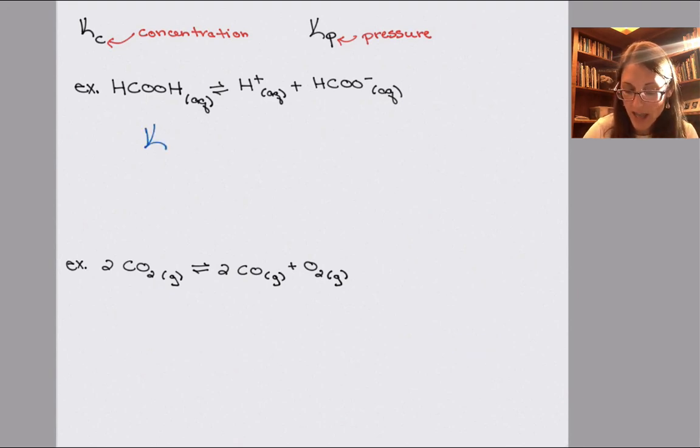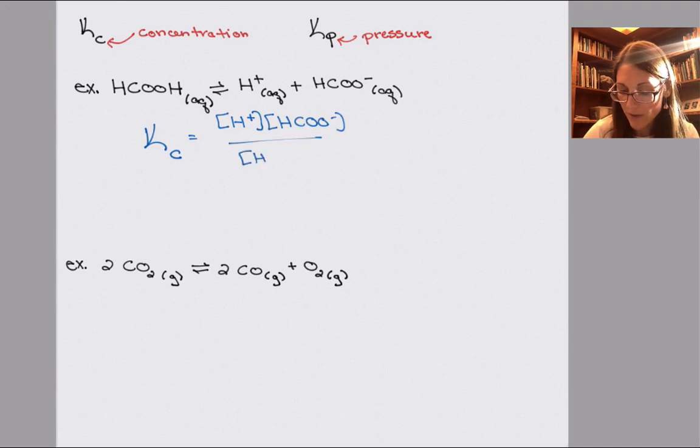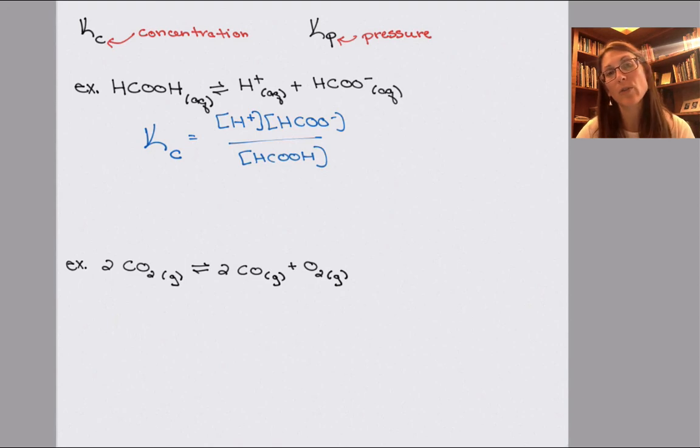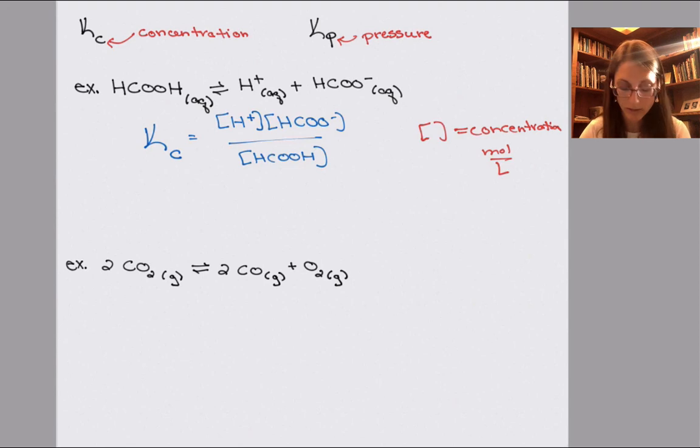And so we're going to write a Kc expression where I will write the concentration of my products over the concentration of my reactants raised to their coefficients. Well, in this case, all their coefficients are 1. And I'm going to remind you that those square brackets mean concentration. So how many moles we have per liter.